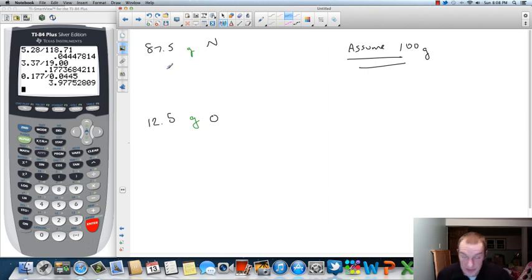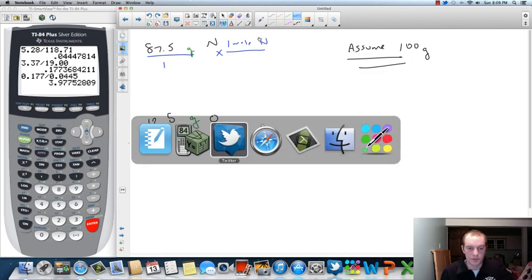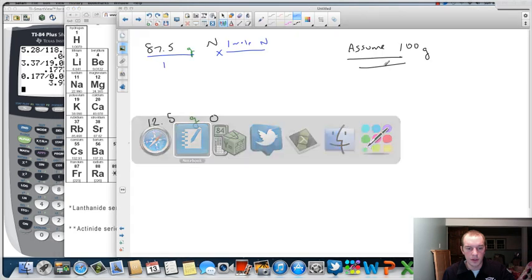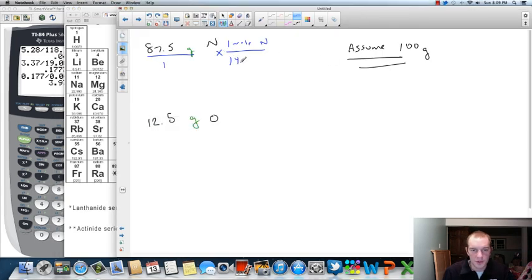You can assume your sample size is going to be anything. You know 87.5% of it is nitrogen. By saying it's a 100-gram sample, literally all you do is you're changing your percent to grams. Okay, so that's why I recommend that. We'll go ahead and, using the same convention we had before, convert those to moles. We know that 1 mole of nitrogen is going to equal some number of grams. How many grams does that equal? Go to nitrogen, 14.01. So it's 1 mole of nitrogen is 14.01 grams of nitrogen.